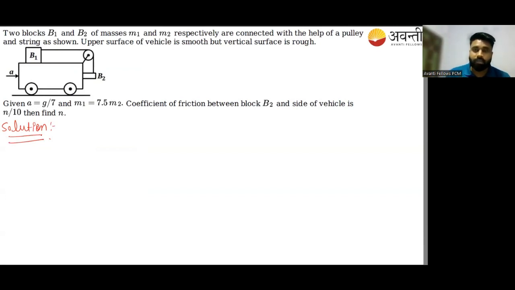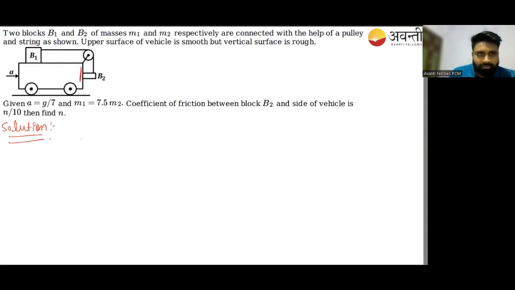The next question is: two blocks B1 and B2 of mass M1 and M2 respectively are connected with the help of a pulley and string as shown. The upper surface of the vehicle is smooth, but the vertical surface is rough. Given that A is g/7, this bogie is also moving with acceleration g/7, and the mass M1 is equal to 7.5 times M2. The coefficient of friction between block B2 and the side of the vehicle is n/10. Then find the value of n. So this is a question from non-inertial frame of reference.